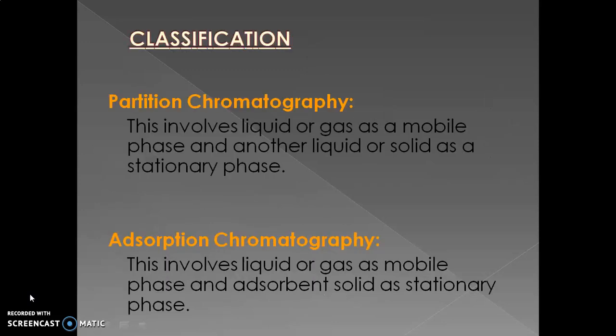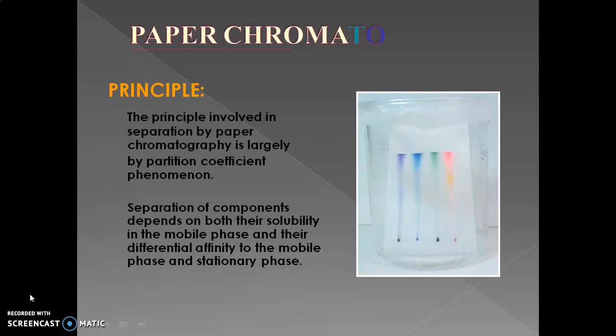Then what is partition chromatography? It involves liquid or gas as a mobile phase and another liquid or solid as a stationary phase. What is adsorption chromatography? In this technique, it involves liquid or gas as a mobile phase and an adsorbent solid as a stationary phase. Principle of paper chromatography: the principle involved in separation by paper chromatography is largely the partition coefficient phenomenon. The separation of components depends on both their solubility in the mobile phase and their differential affinity to the mobile phase and the stationary phase.